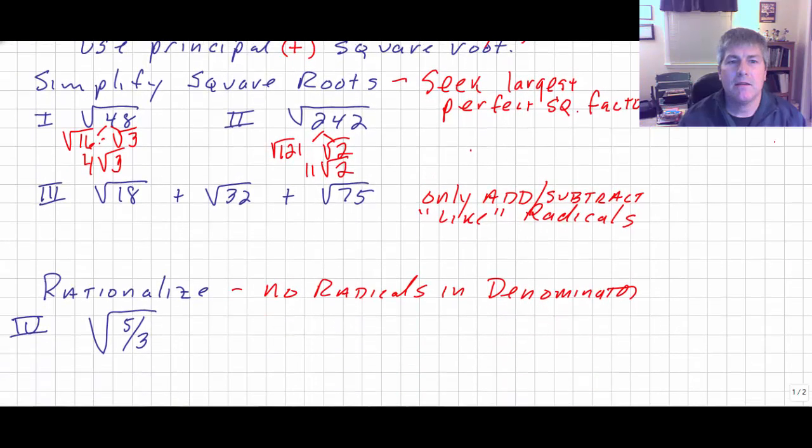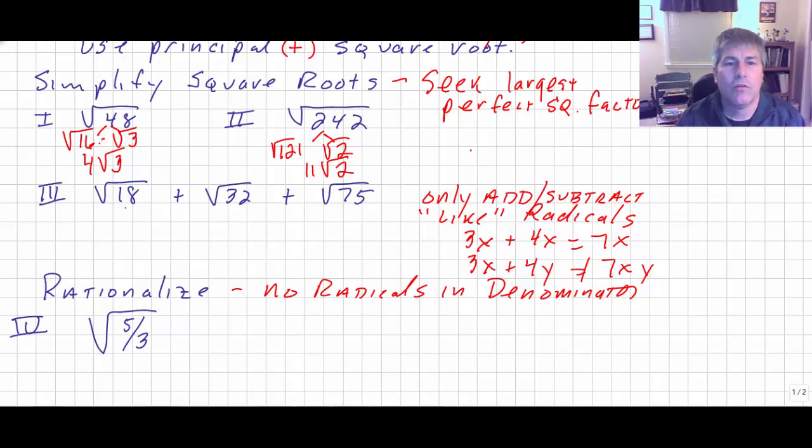Here we want to add some like square roots. We want to simplify this, but we can only add and subtract like radicals. So kind of like we can only add 3x plus 4x is 7x, and we can't add 3x plus 4y does not equal 7xy. We would never do that because they're not like terms. Well, the same thing with square roots. So these aren't like square roots. It doesn't look like they can be added. But let's take a look a little more closely.